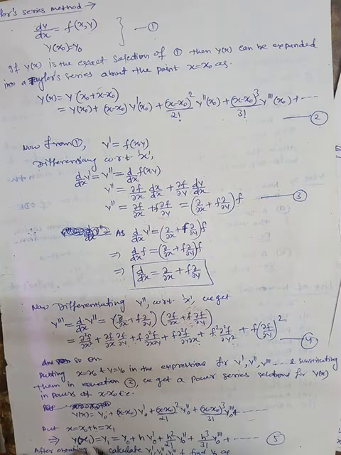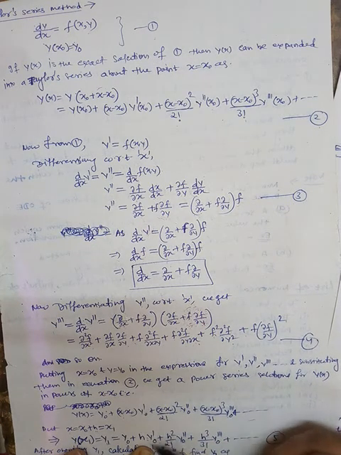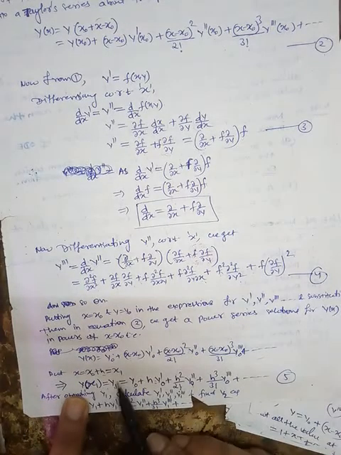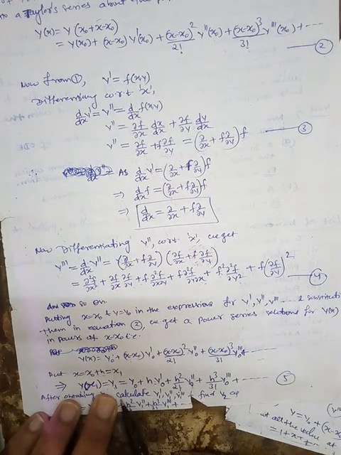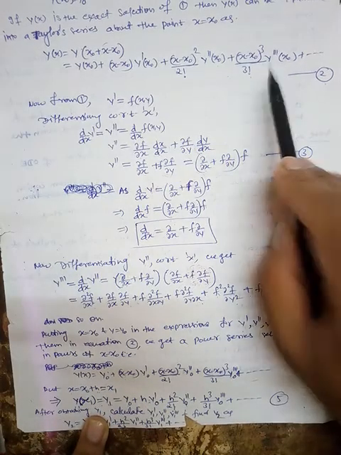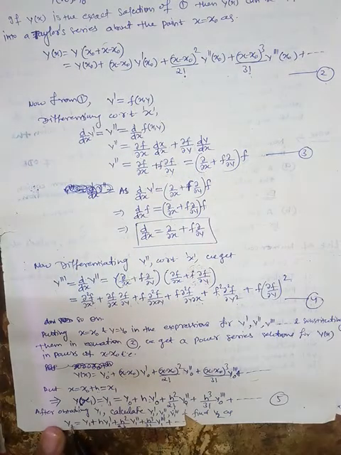So we get y at x1 is equal to, this is denoted by y1, which is equal to y naught plus h y dash naught plus h square by factorial 2 times the second derivative of y at x0, and so on. After this, now you have y1. So now you have to evaluate y1 first derivative, y1 second derivative, y1 third derivative, and then substitute these values in this equation. So we get y2.